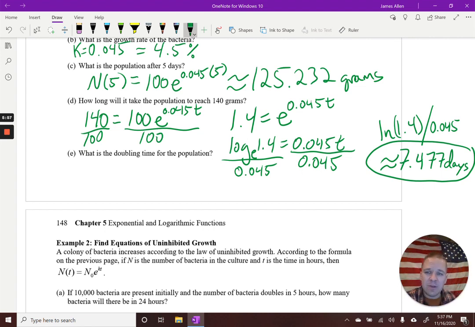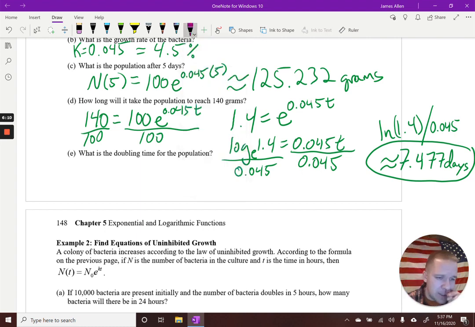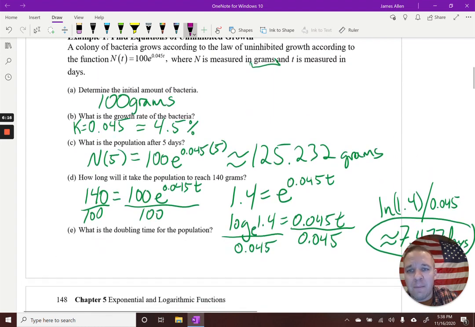Nice. Now the next one is, what is the doubling time for the population? What does the doubling time mean? I'm going to change colors here because we might get a little mixed in with the other work. So doubling time means, well, how long did it take for the bacteria to double? What is double the initial population? Well, remember our initial amount of bacteria was 100 grams. So now I'll set this equal to 200 grams and I'm going to solve for T.